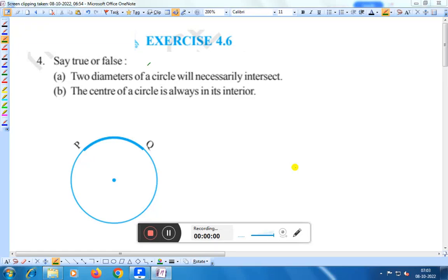Hello everyone. Today we shall discuss exercise 4.6, question number 4. Say true or false: two diameters of a circle will necessarily intersect. The center of a circle is always in its interior.